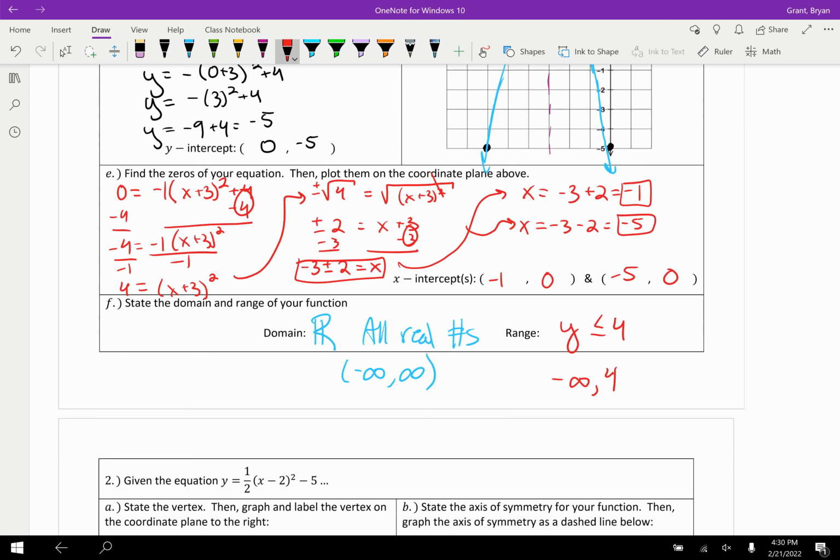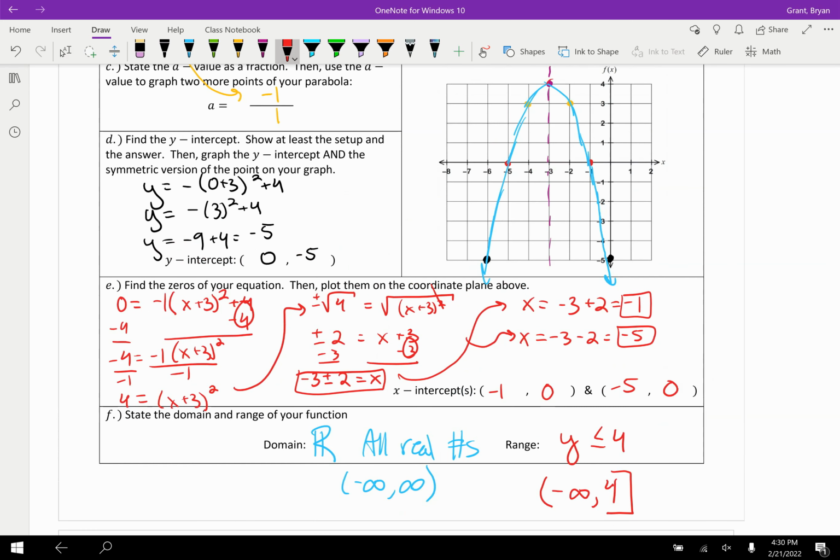We always put the smallest number on the left. We can't include negative infinity. That's not actually a number. We can include 4, though, because we do actually get to 4, right? There is a solid point up here with 4.